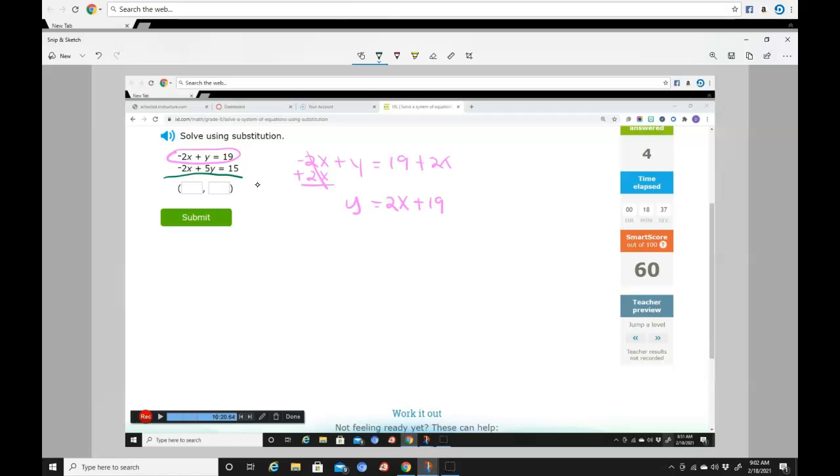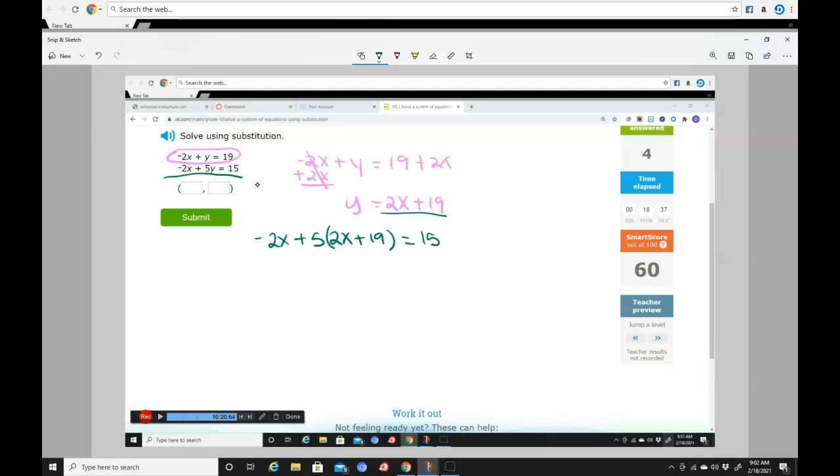Every time I see y right here, I'm going to plug it in. So if I rewrite this, it would be -2x plus 5. Instead of putting y there, I'm going to put what I have right here for y, because y equals that. So it's going to be in parentheses because this is multiplication. I'm going to multiply 2x plus 19, and it's still going to be equal to 15.